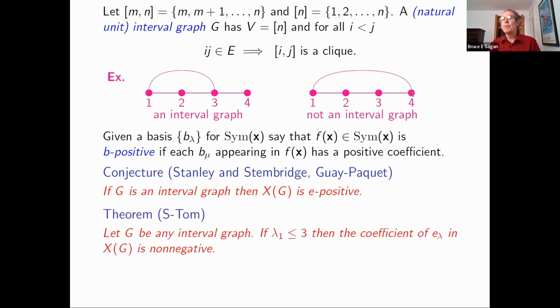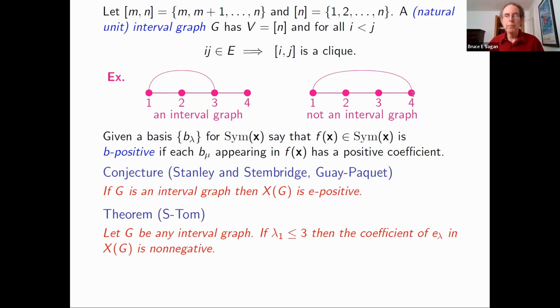So here's an example of one of the things that we can do to push at least a little bit closer to proving this conjecture. Suppose we have an interval graph, and suppose we have any lambda with lambda 1 at most 3, right? So lambda has at most 3 columns. Then the coefficient of e lambda in x of G is non-negative.